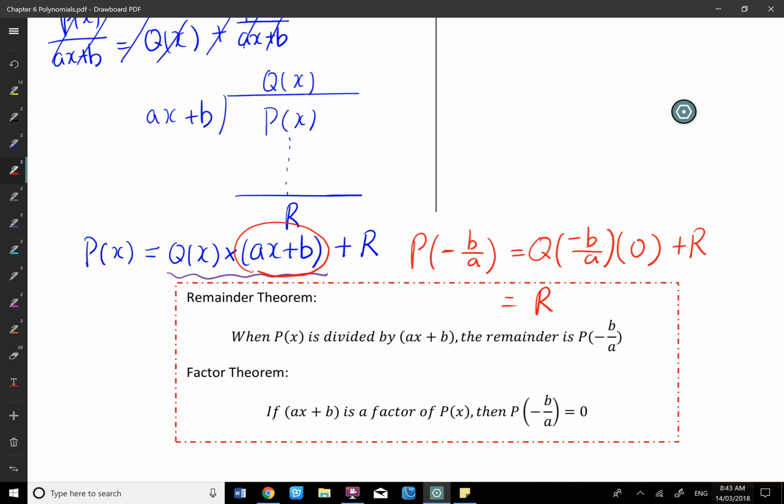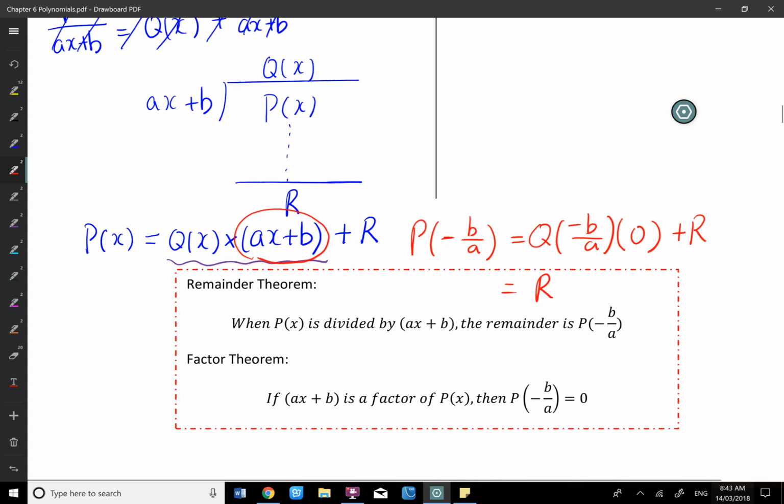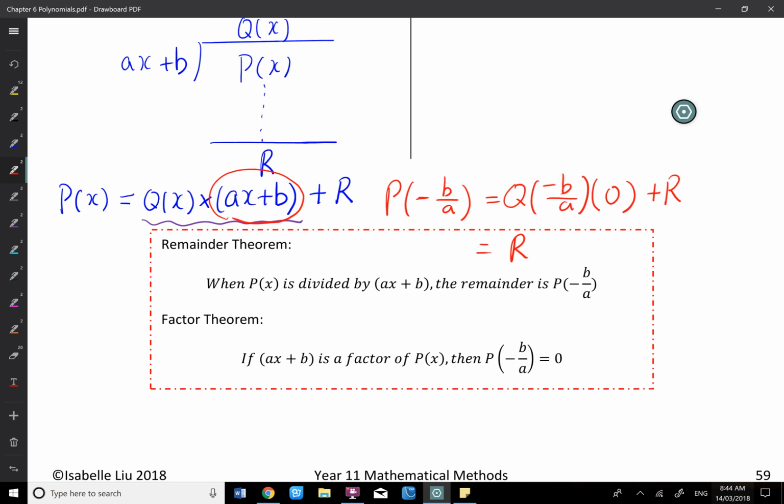When p(x) is divided by a linear factor, the remainder without doing the long division will be found by substituting minus b over a. I don't really care about what is the q(x). Well, with this limitation, I can only know the remainder. I'm not going to find what our actual quotient is, but it's enough to find the remainder by substituting minus b over a. Also, the factor theorem will be if the remainder is 0.